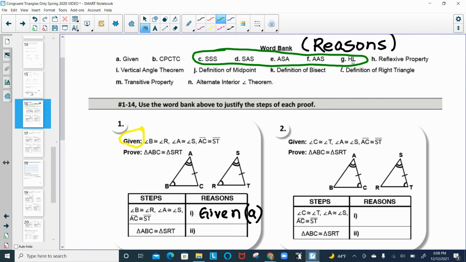So let's take a look together, see if we can figure this out. We have an angle. We have nothing here. We have an angle. So that's A, and then we have an S. So we have an A, we have an A, and we have an S. That's letter F. I like to write them in, but if you just want to put letter F and reference the word bank, you certainly can.